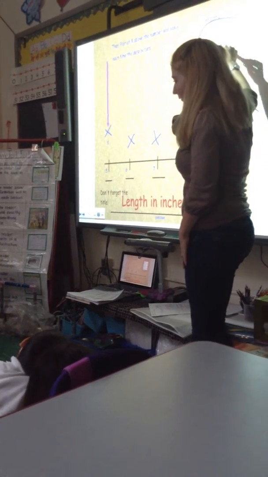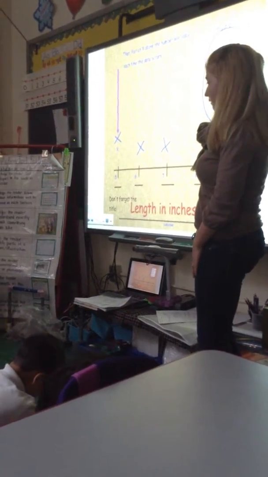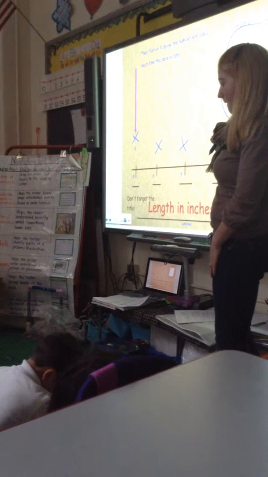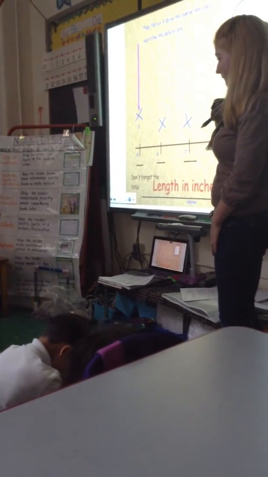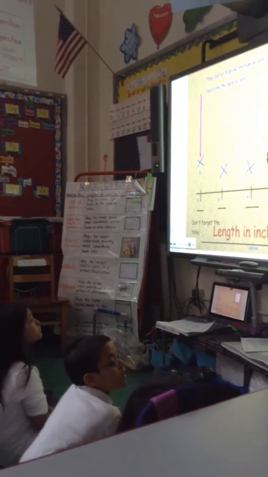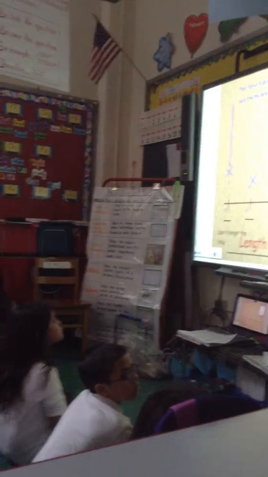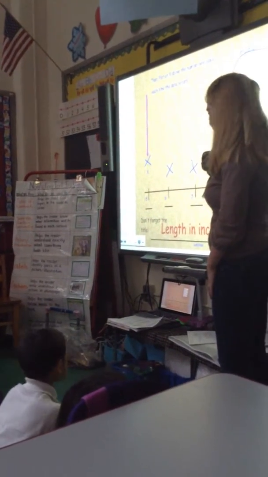I'm taking the data from this chart to put on this graph. How many times do you see 8 inches in this chart? Where do you see 8? Does it show up again? No. So how many times does it show up? Once. So how many X's do I put by the 8?